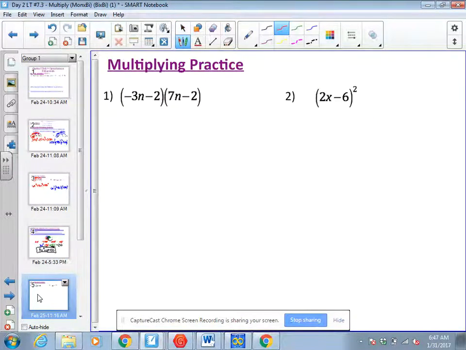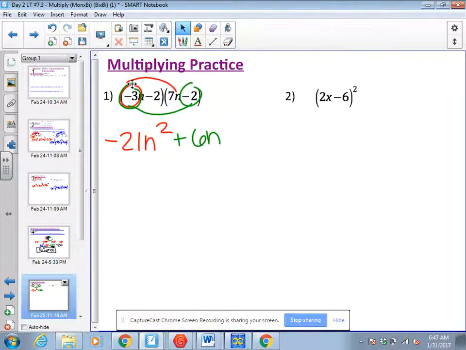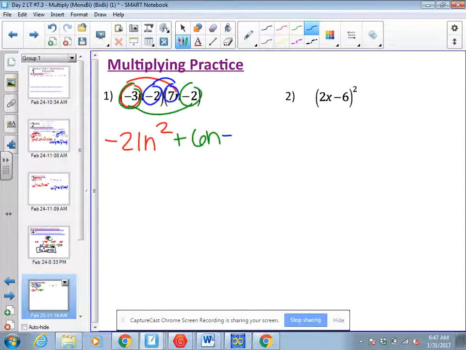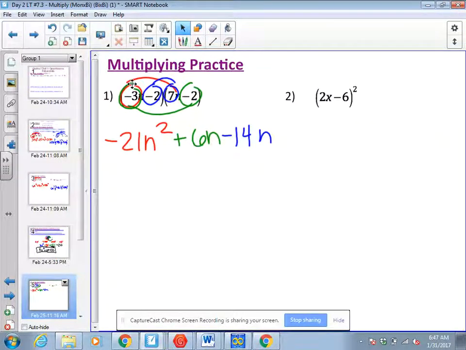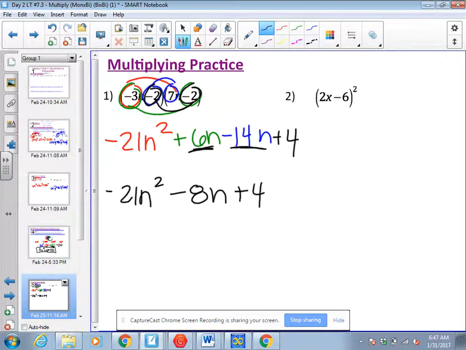So I'm going to multiply my first two terms together, so that's going to be negative 21 n squared. I'm going to go to the outside, that's going to give me a plus 6n. I'm going to go to my inside, it's going to give me a negative 14n. And finally, I'm going to go to my last, it's going to give me a plus 4. So this is going to become negative 21 n squared. These are like terms. And you have yourself an answer.